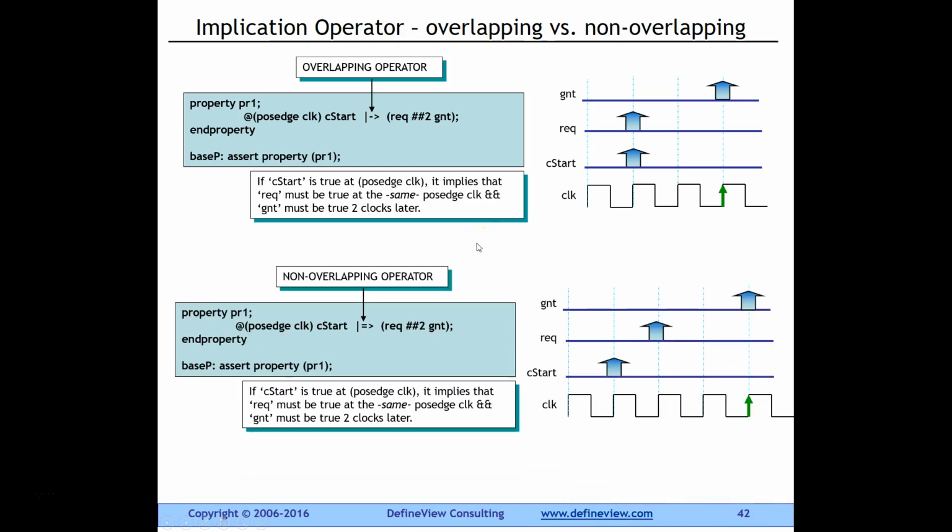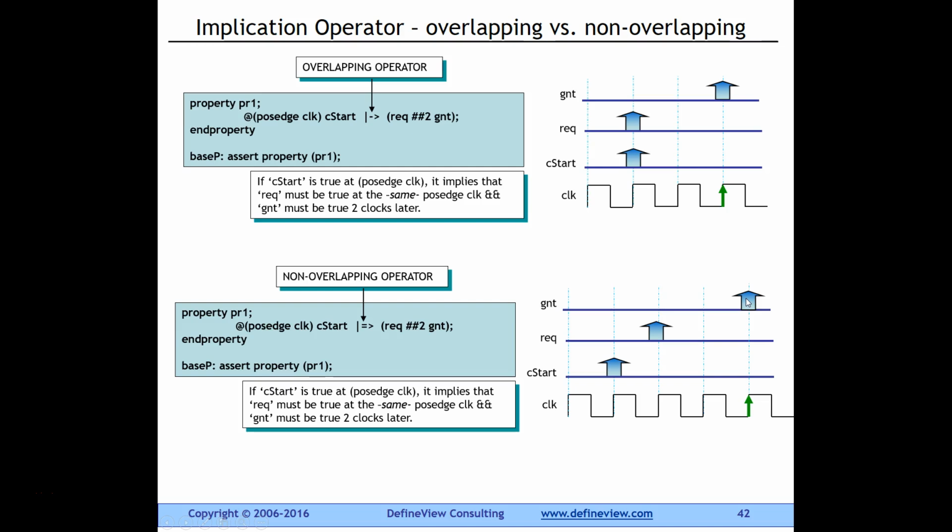A variation of that is the non-overlapping operator. The difference in the symbol is that here you have a dash, while here you have an equal to sign. What the non-overlapping operator says is that if at a sampling edge, which is the positive edge of clock here, the antecedent is true, if C start is true, then starting the next clock, not the same clock, you sample request to be high. And then 2 clocks later, you sample grant to be high.